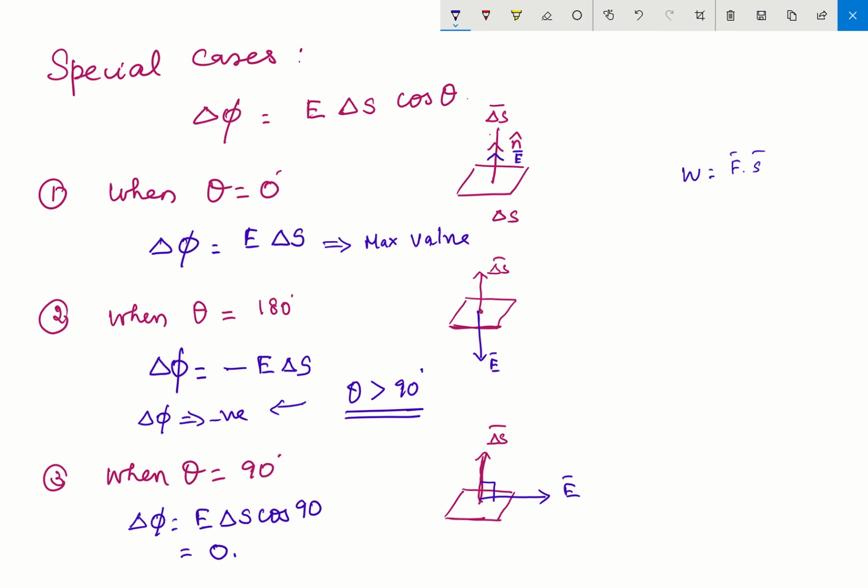Is it clear? So, when will flux be positive? When theta is less than 90. Theta more than 90 means electric flux will be negative. And when theta is equal to 90, theta is the angle between electric field and the area vector, therefore delta phi is equal to E delta S cos 90, that is equal to 0. Is it clear? This is enough for today's class. In the next class, we'll go for Gauss theorem, a very important topic.